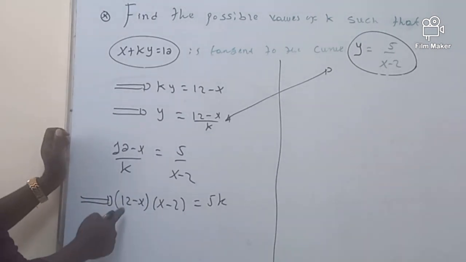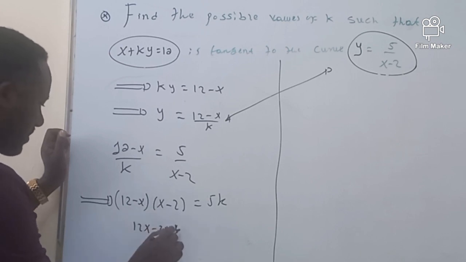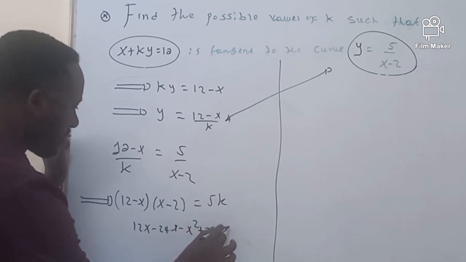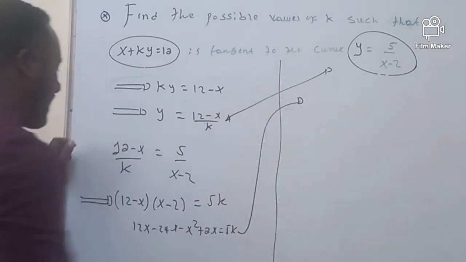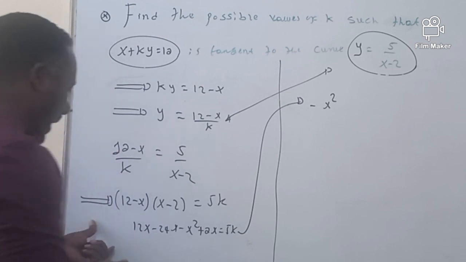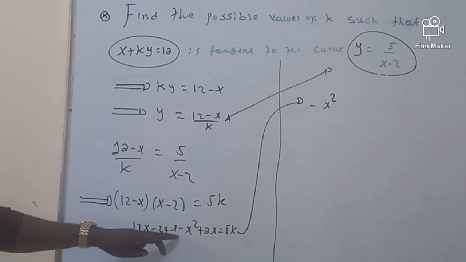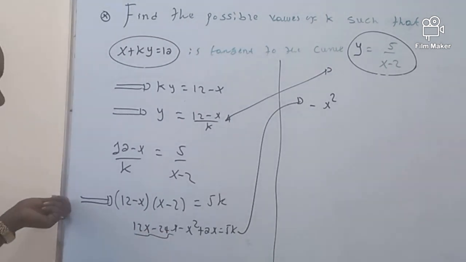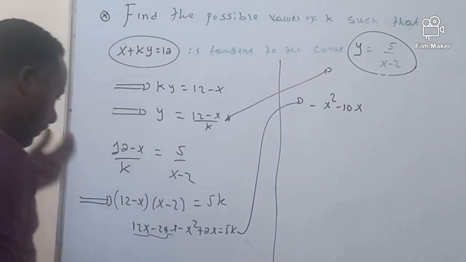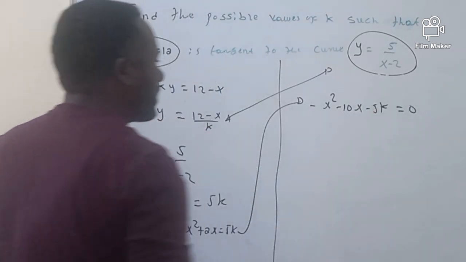(12 minus x) times (x minus 2) equals 5k. Let's multiply this. 12 times x is 12x. 12 times negative 2 is negative 24x. Minus x times x is minus x squared. Minus x times minus 2 is plus 2x. That equals 5k. Rearranging this, minus x squared, 12x minus 24x plus 2x gives negative 10x, and minus 5k equals 0. This is the point.